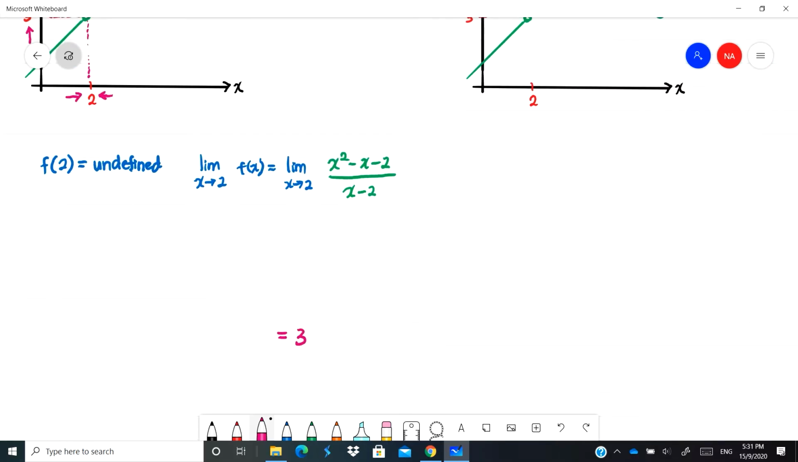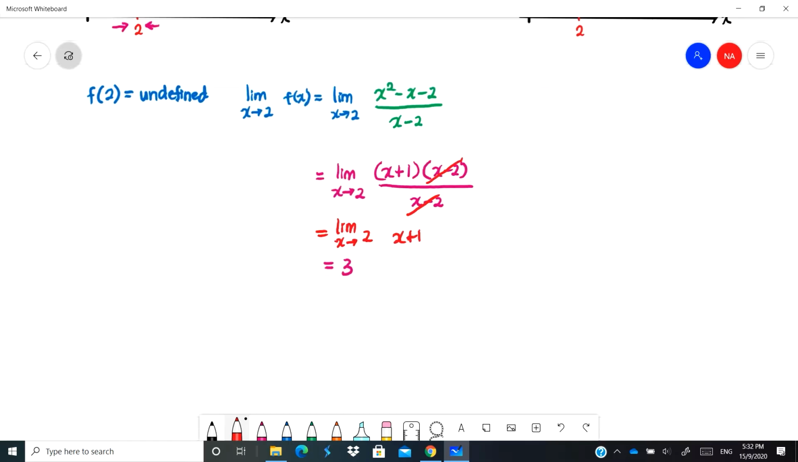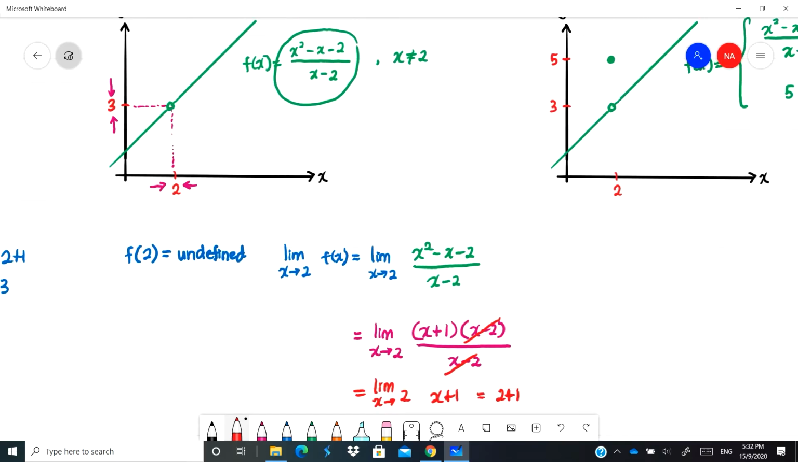So you have to make the factorization. In this case, it's the limit as x approaches 2. You have to factorize the numerator, which will be (x plus 1)(x minus 2) over x minus 2. In this case, you can cancel the x minus 2 with x minus 2, leaving only the limit as x approaches 2 of x plus 1. When you substitute, you'll have 2 plus 1, which is 3. So the value is of course 3. This is the overview of what a limit is.